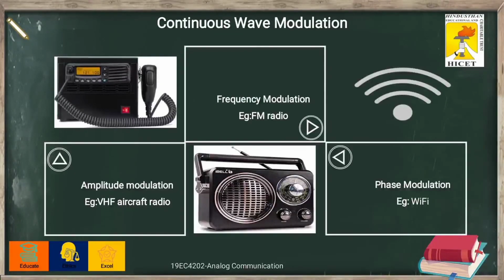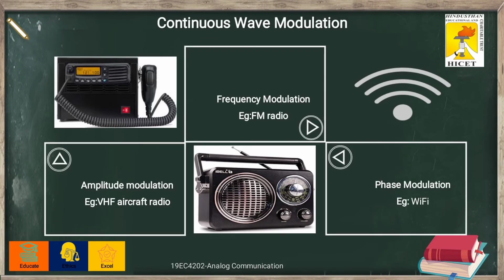We'll see about the continuous wave modulation. Continuous wave modulation is a technique where the message signal as well as the carrier signal both are analog in nature. We have 3 categories under this. They are amplitude modulation, frequency modulation, and phase modulation.